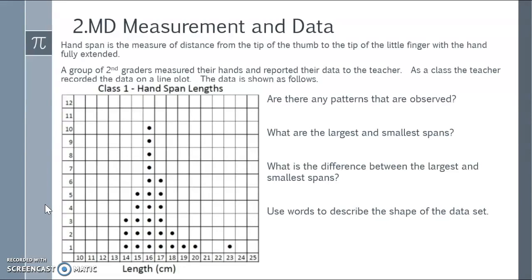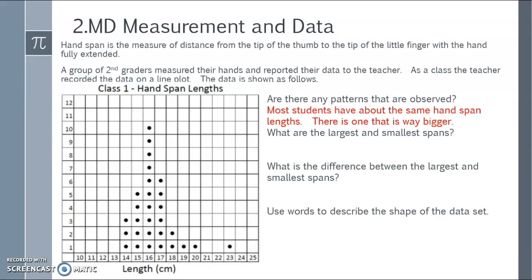So let's just start. How many students were in the class? Well, I can count that there are 1, 2, 3, 4, 5, 6, 7, 8, 9, 10, 11, 12, 13, 14, 15, 16, 17, 18, 19, 20, 21, 22, 23, 24, 25, 26, 27, 28, 29 students in the class. Are there any patterns that are observed? Do you notice anything?